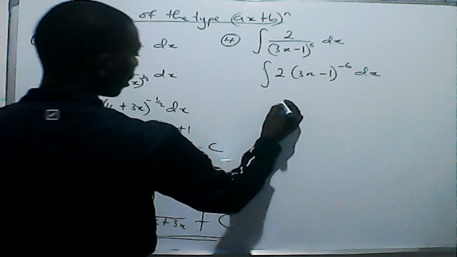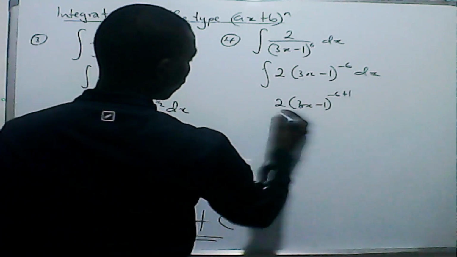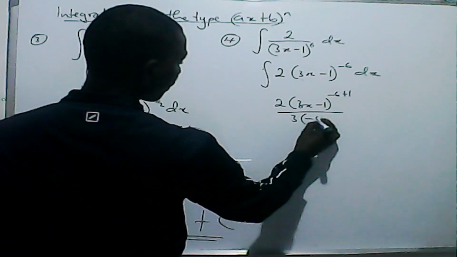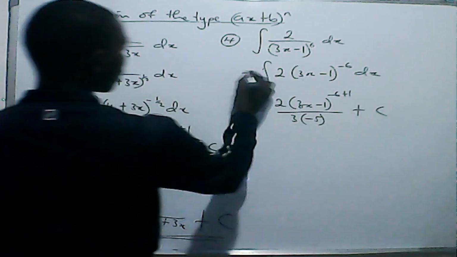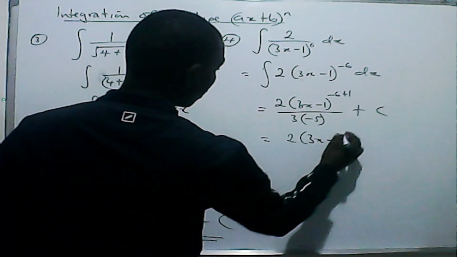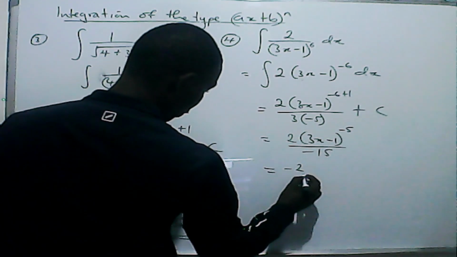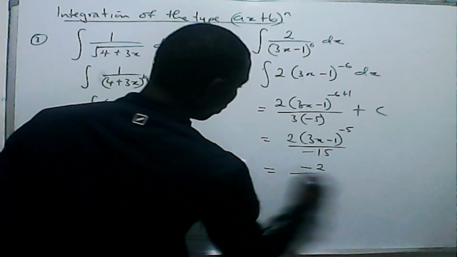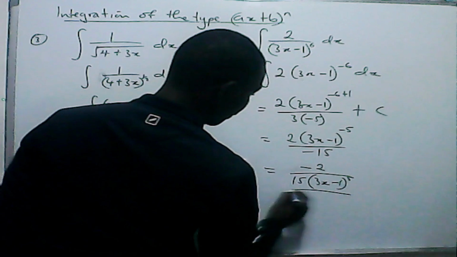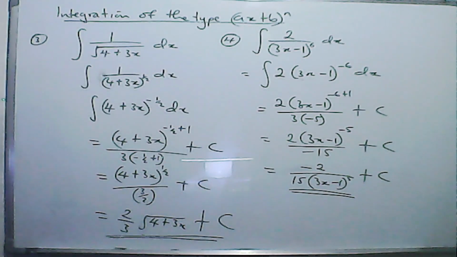Then integrating this function again, we have 2 times (3x minus 1) to the power minus 6 plus 1, all over 3, the derivative of this function, times the new power, minus 6 plus 1, that's minus 5, plus a constant of integration. This is equal to 2 times (3x minus 1) to the power minus 5 over negative 15. We can rewrite this as negative 2 over 15 times (3x minus 1) to the power 5, plus a constant of integration. Don't forget the constant of integration.